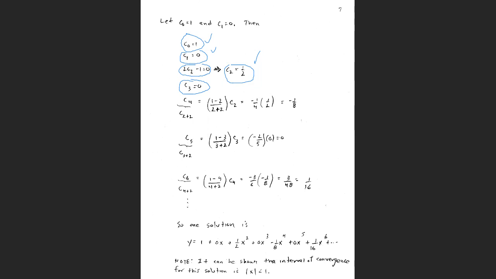C sub 4 is when k equals 2, because 2 plus 2 is 4. So I'm going to put k equals 2 in the formula. Okay, and that's what I do. I put k equals 2 in the formula here.